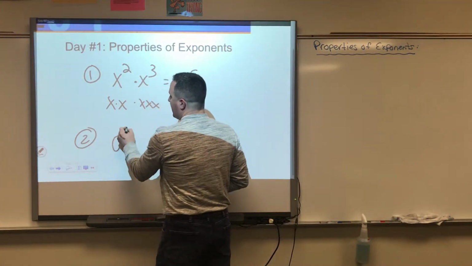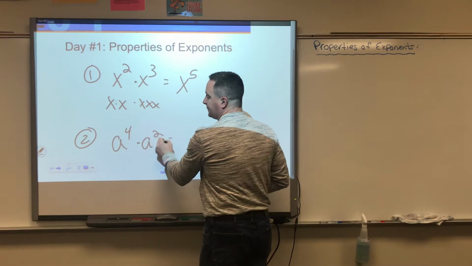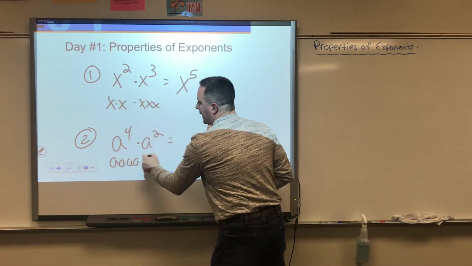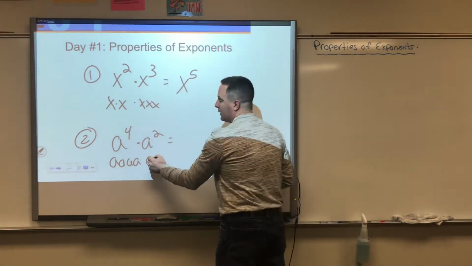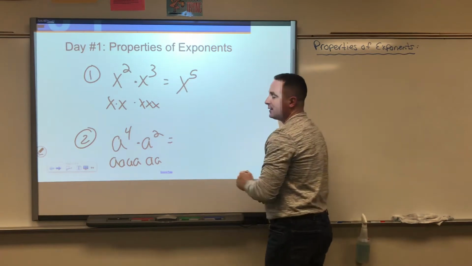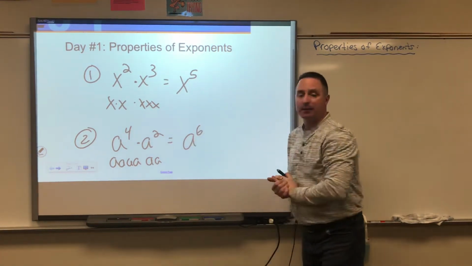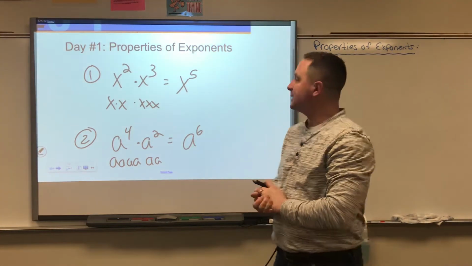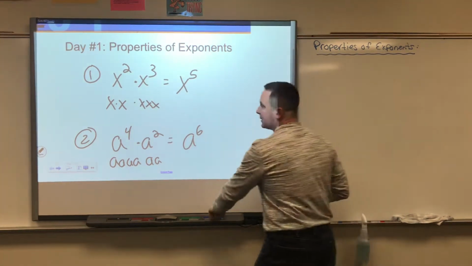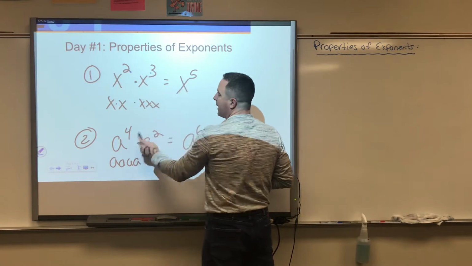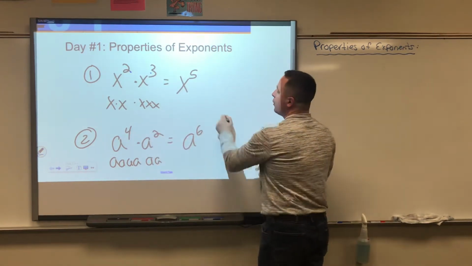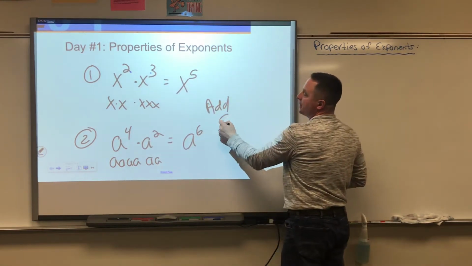If I have a to the 4th times a to the 2nd, well, a to the 4th is 4 a's, a to the 2nd is 2 a's. If I add them up, I have 6 total a's, so I have a to the 6th power. You're kind of seeing a little pattern here. What are we doing with the exponents? What's the relationship between 2, 3, and 5, 4, 2, and 6? We are adding the exponents.